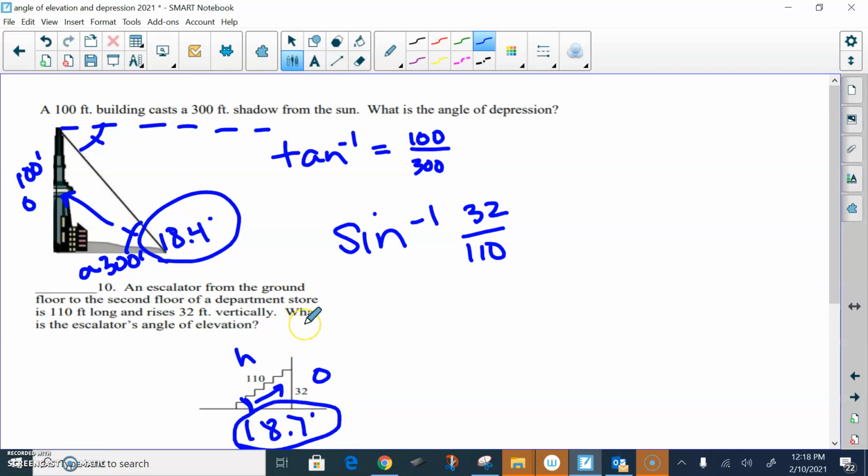Okay, go ahead and try the word problems. I threw a couple special right triangles, some regular Pythagorean theorem in there, but we've covered everything you need to know. They're just in word form. Let me know if you have any questions.